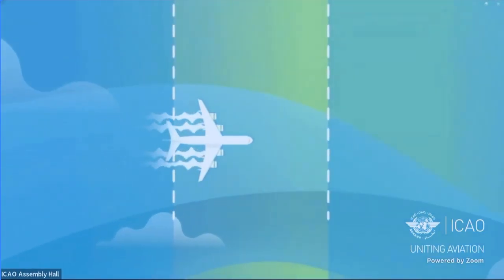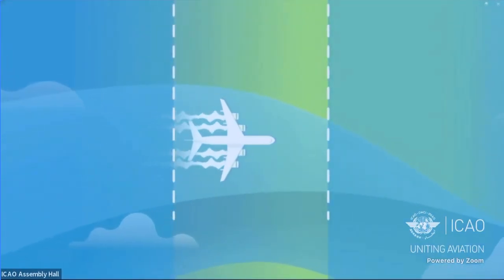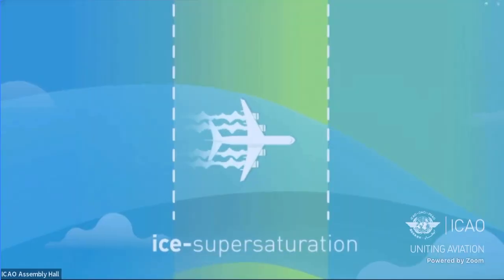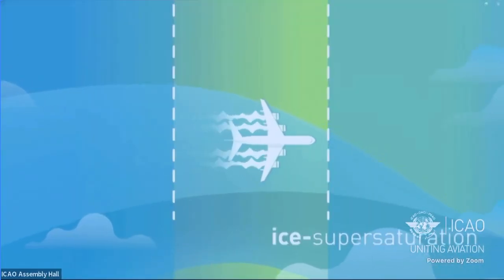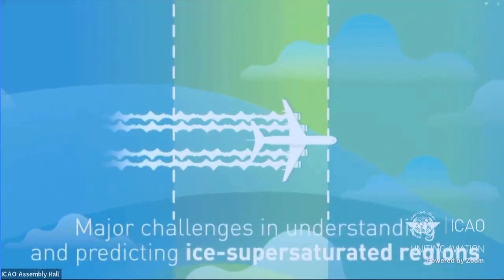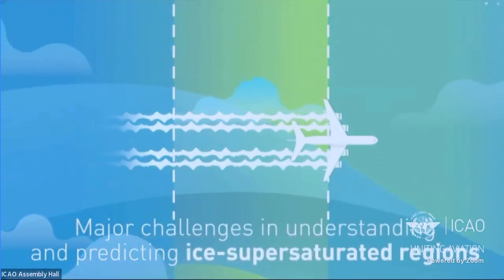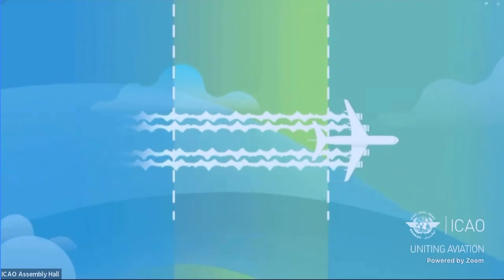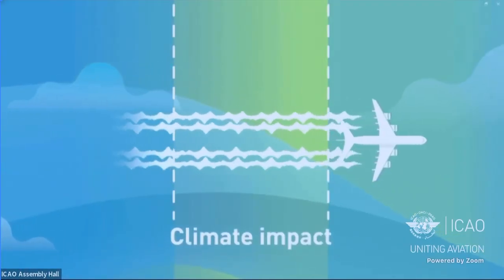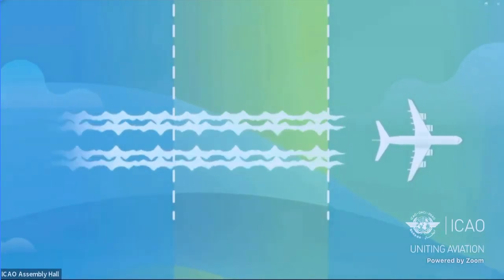Contrails evolve into cirrus-like clouds under atmospheric conditions called ice supersaturation. Understanding and predicting these ice supersaturated regions is essential to determining when and where contrails will persist, their climate impact, and how they can possibly be mitigated.